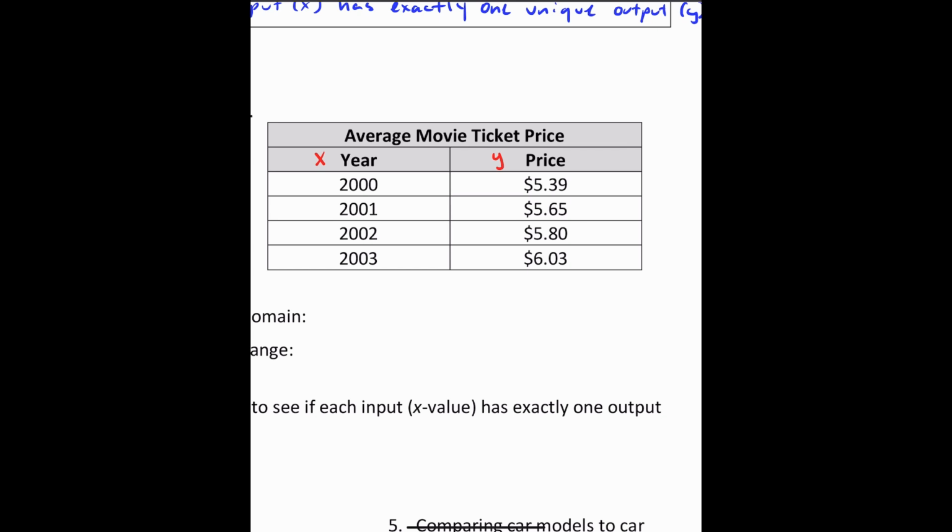So the first row, we have the year 2000, and the average movie ticket price for that year is $5.39. So I can go ahead and write 2000, comma, $5.39, and we can do the same thing for each row. So this will be 2001, and then $5.65. And then this one will be 2002, comma, $5.80, and then 2003, comma, $6.03.